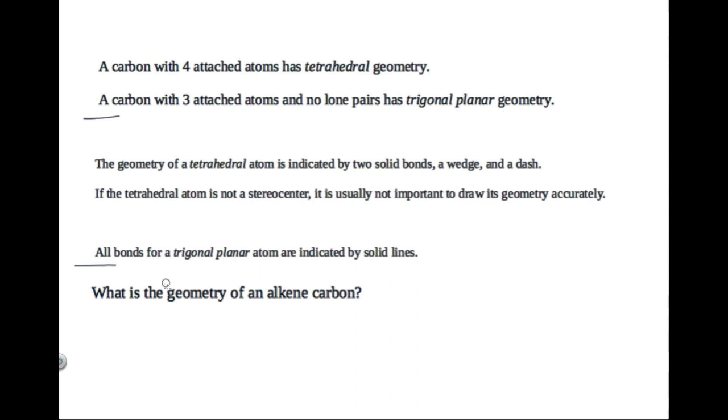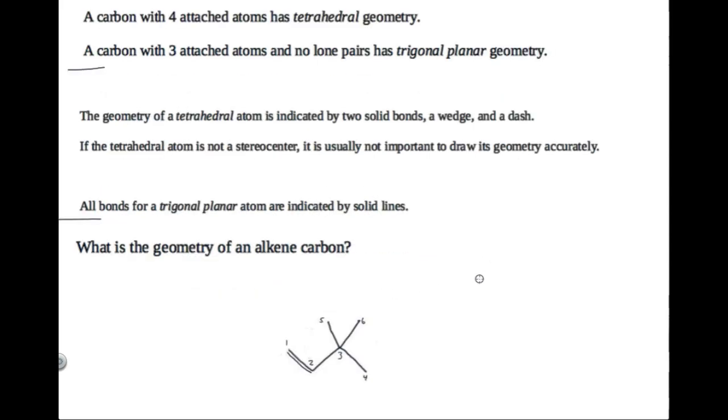Next question. What is the geometry of an alkene carbon? I hope you came up with an answer. Here's an answer. Well, here's an example of an alkene. This was the product from the last question that we worked on. And do you see that this alkene carbon has 3 attached atoms and no lone pairs? 3 attached atoms if you count the 2 hidden hydrogens on carbon 2, and there's no lone pairs.